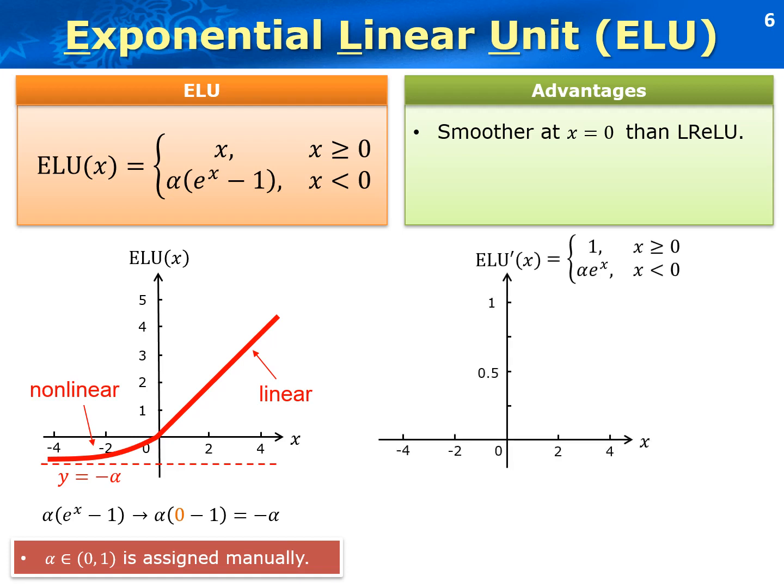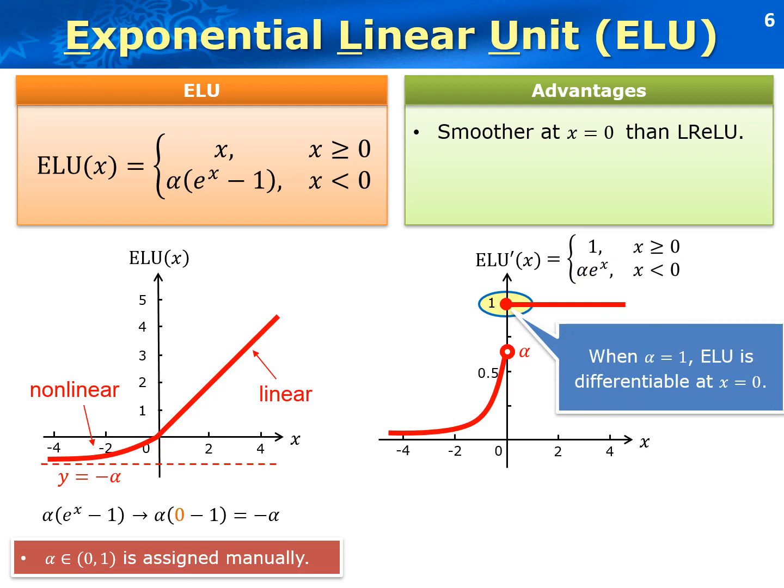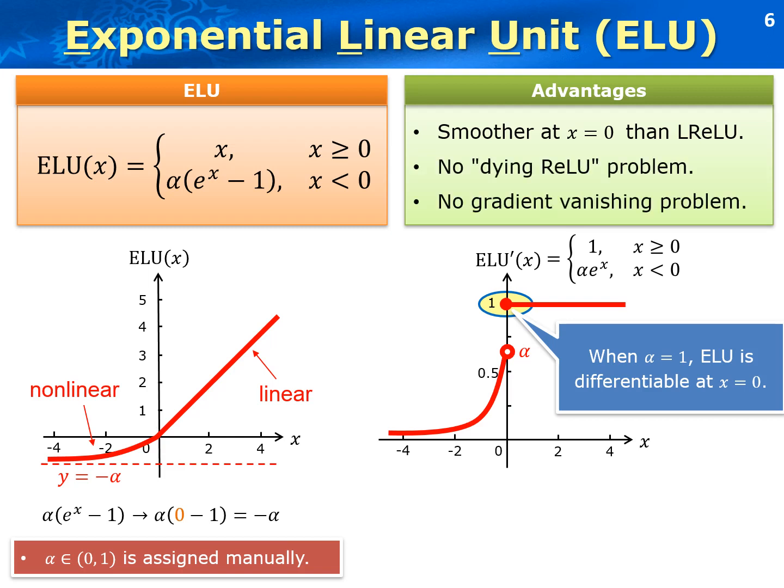When x is positive, its derivative is constantly 1. When x is negative, its derivative is an exponential curve, alpha times e to the x, whose y-intercept is alpha, unlike ReLU and leaky ReLU with 0 y-intercept. When alpha is set to 1, the derivative of ELU function is continuous, and thereby is differentiable at x equals 0. Moreover, similar to leaky ReLU, ELU has no dying ReLU problem and no gradient vanishing problem.